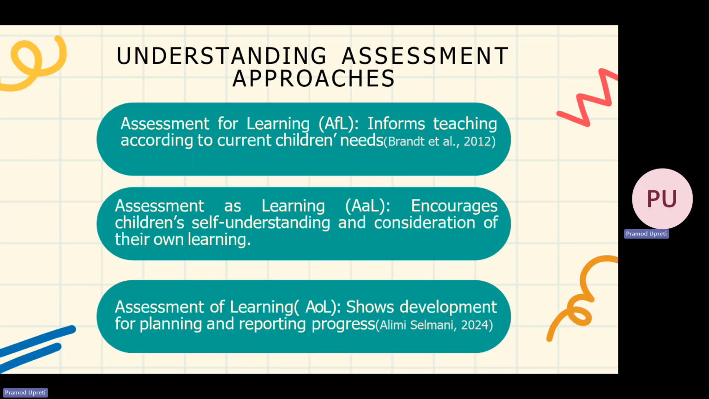On my next slide, understanding assessment and the approaches. There are three assessment approaches: AFL, which is also called assessment for learning, assessment as learning, AAL, and assessment of learning, which is AOL. Assessment for learning, AFL, is used by the educator to inform the teaching. It's based on the current observation of children's needs, interests, and developmental levels. This allows us to adapt experiences in real time.